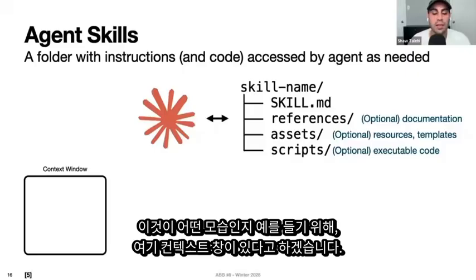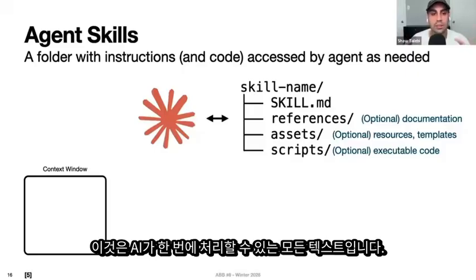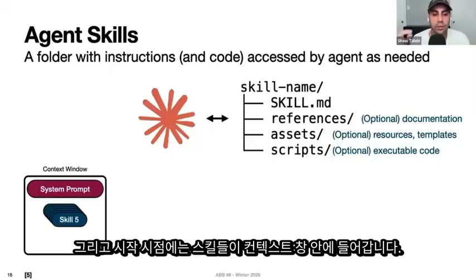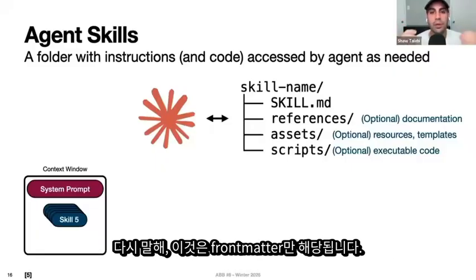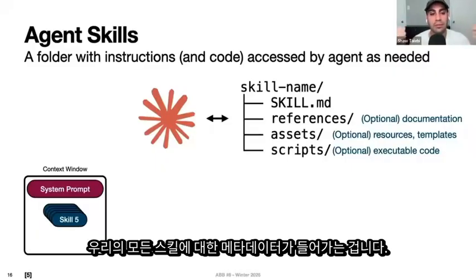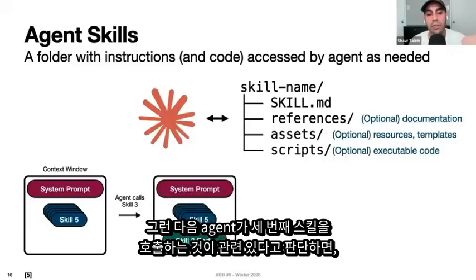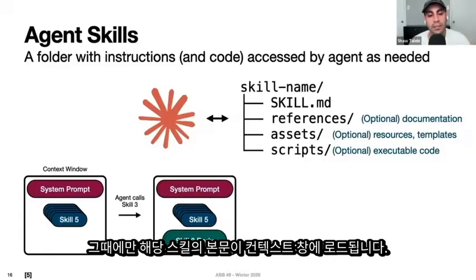of what this might look like, here we have our context window. So this is all the text that our AI can process at a single time. In there, we'll have a system prompt, and then the skills will live inside the context window at startup. So again, this is just going to be that front matter. This is going to be the metadata for all our skills. So let's say we have 5 skills here. Then let's say the agent thinks it's relevant to call skill number 3. Only then will the body of that skill be loaded into the context window.